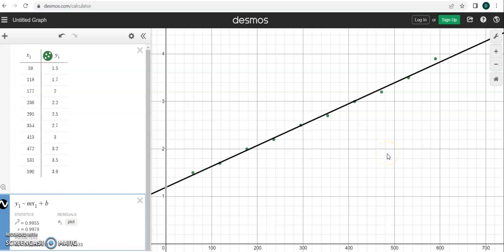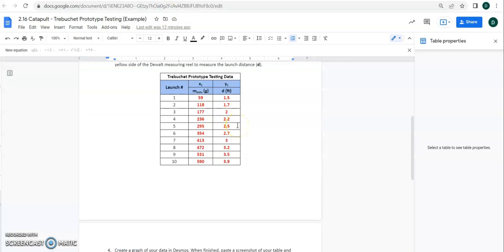In this video tutorial, I'm going to show you how to use Desmos to create a table of your data from the catapult testing, how to graph it, and how to find the line of best fit equation. So first step is you need to collect your data within the table. So mass of bolts, record that in the distance thrown.